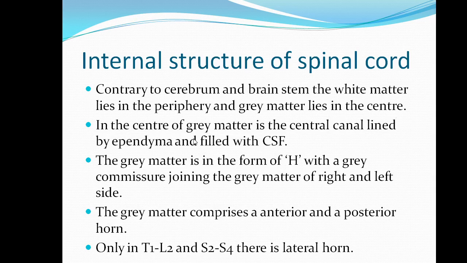In the center of the gray matter is the central canal, lined by ependyma and filled with CSF. The gray matter is in the form of an H, with a gray commissure joining the gray matter of the right and the left side. The gray matter comprises an anterior and a posterior horn. Only in the T1 to L2 segments and the S2 to S4 segments is there a lateral horn.